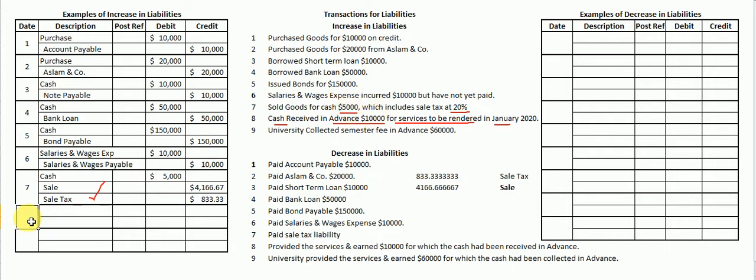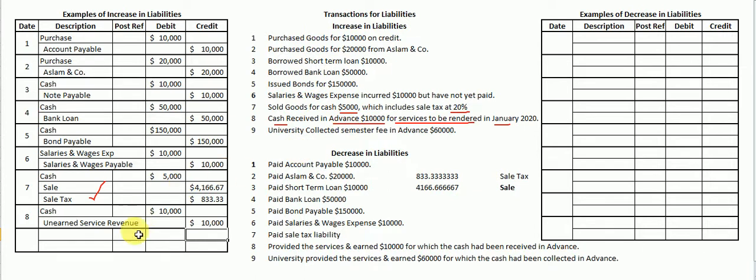So how to record this transaction? Transaction number 8, you have to debit cash. How much? $10,000. But keep in mind, dear students, you cannot say this is our service revenue. Why? Because you have not yet earned it, you have not provided the service, so you have to credit unearned service revenue. And that is $10,000.